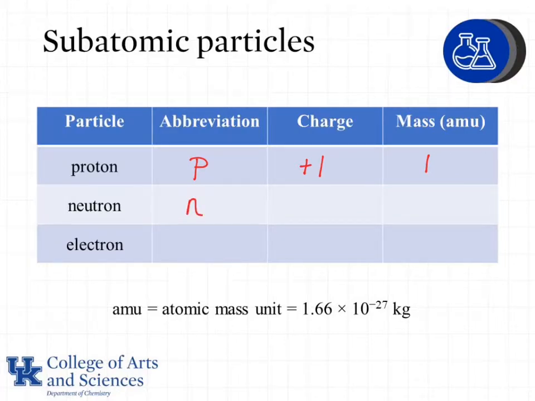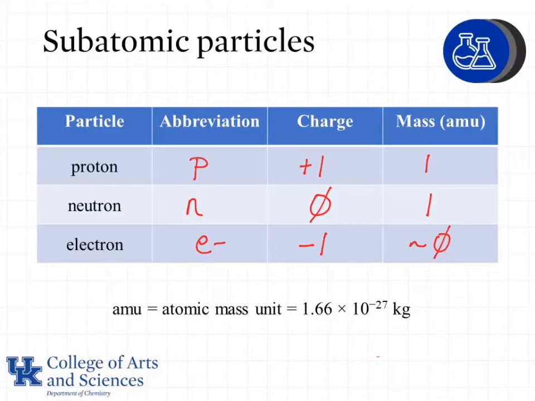A neutron, we use the symbol N, and neutron sounds like neutral, and we see that it has a 0 charge, and it also has a mass of approximately 1 AMU. When we look at an electron, we use the E with a minus sign to represent an electron because it has a charge of -1, and the mass is approximately 0.